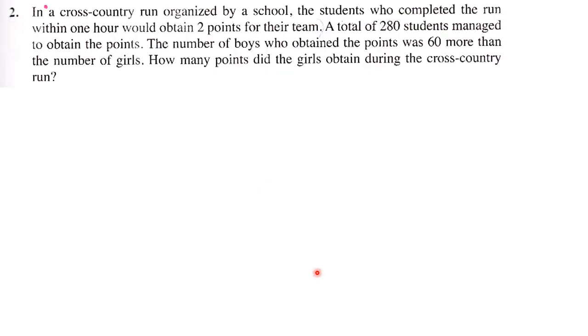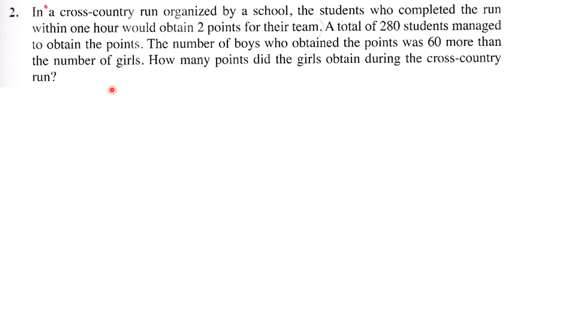Alright, next question. In a cross-country run organized by a school, the students who have completed the run within 1 hour would obtain 2 points for their teams. A total of 280 students managed to obtain the points. The number of boys who obtained the points was 60 more than the number of girls. How many points did the girls obtain during the cross-country run?